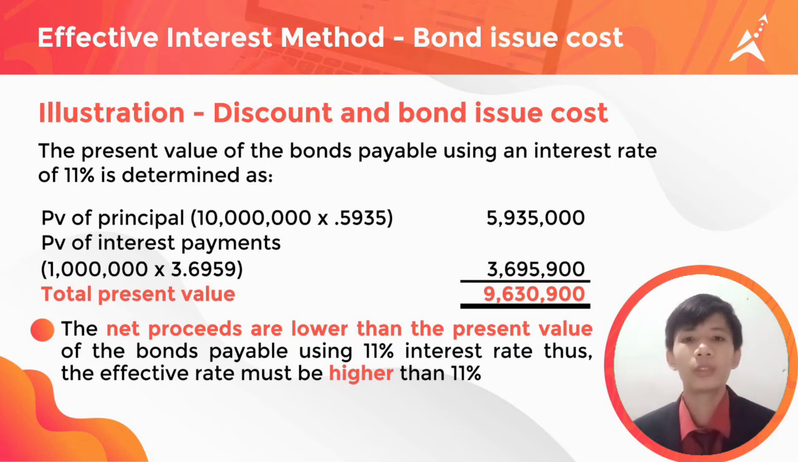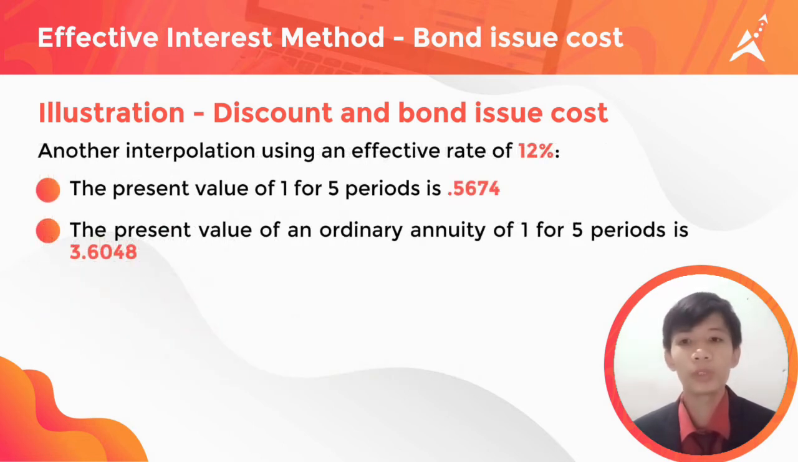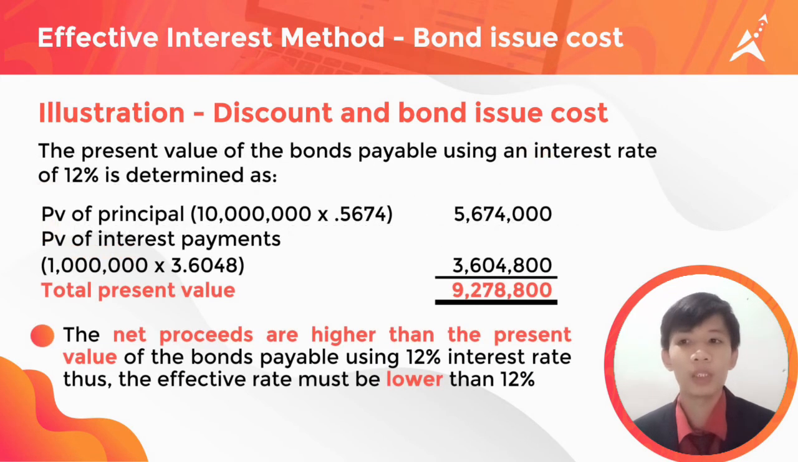So we will be doing another interpolation, but now we will be using an effective rate of 12%, which is higher than 11%. The present value of 1 for 5 periods is 0.5674, and the present value of an ordinary annuity of 1 for 5 periods is 3.6048. And again, we compute for the present value of the bonds payable using the 12% effective rate. The present value of principal is 5,674,000 and the present value of interest payments is 3,604,800.